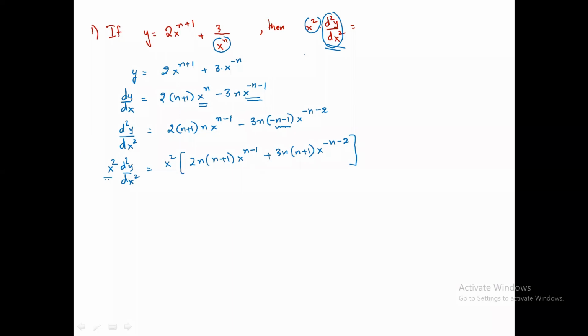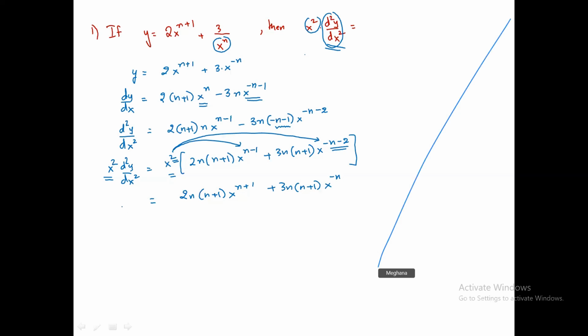So both the sides I have multiplied x square. Now I will have first term 2n into n plus 1 x power. The powers will be added when you distribute, so that you will have x power n minus 1 plus 2. That is n plus 1. And then next term 3n into n plus 1 x power. Here also when you distribute, the powers will be added. The power minus n minus 2 and then plus 2. So total you have minus n.